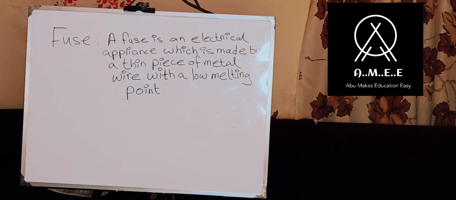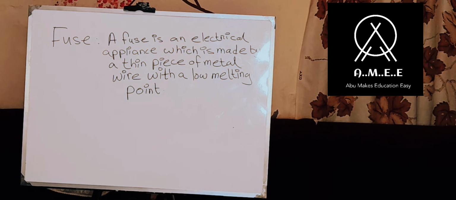The first thing that we are going to learn in the remaining part is the fuse. Maybe I have taught about fuses in the previous chapters or videos, so let me say again that a fuse is an electrical appliance which is made by a thin piece of metal wire with a low melting point, which means that there is a fixed amount of current that can flow through a fuse.